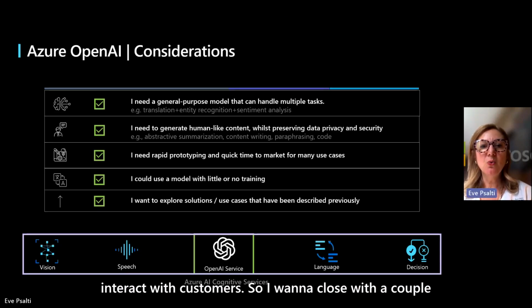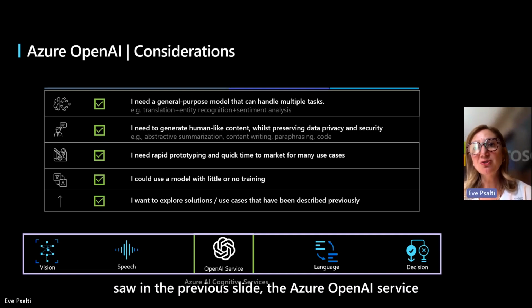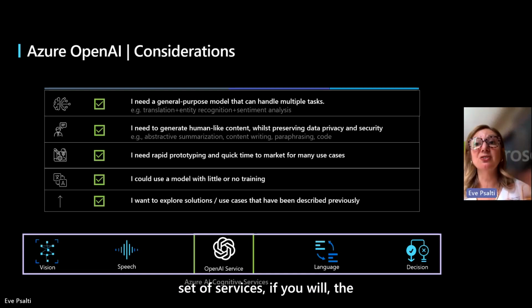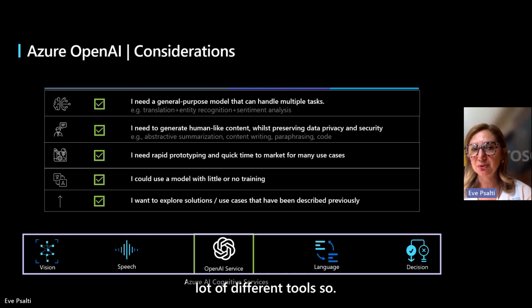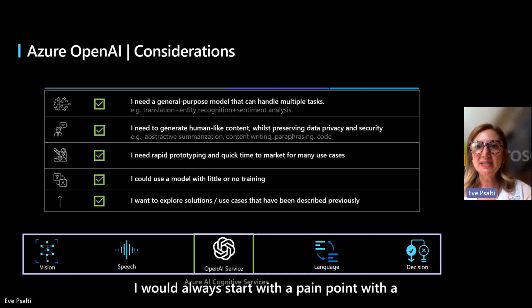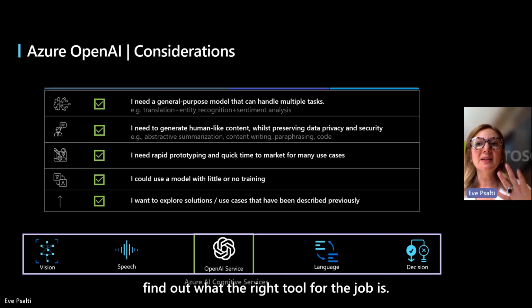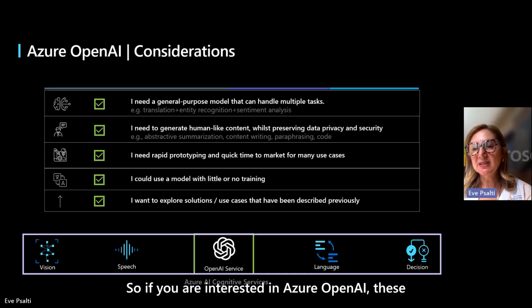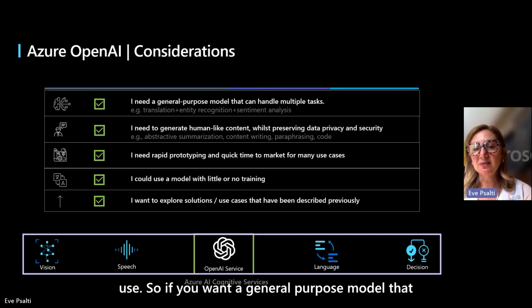So I want to close with a couple of best practices, if you will, or considerations. As you saw in a previous slide, the Azure AI set of services, the whole portfolio, is quite rich and has a lot of different tools. So I would always start with a pain point, a use case and what you're trying to solve, and then find out what the right tool for the job is. So if you are interested in Azure OpenAI, these are some of the best cases where we see that this tool is the right one to use.